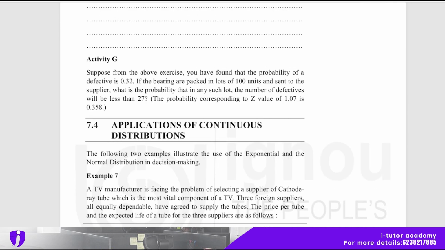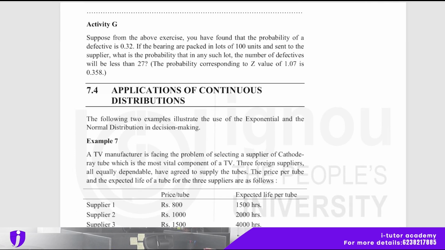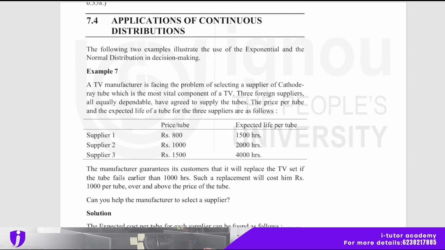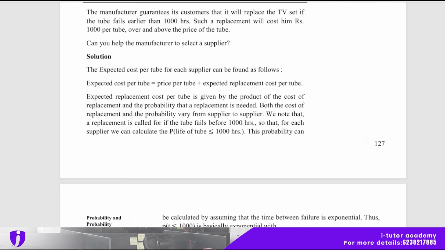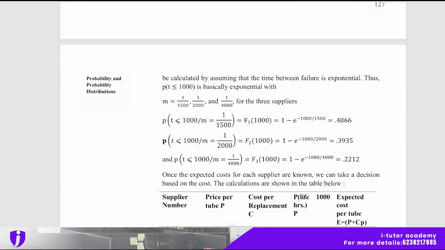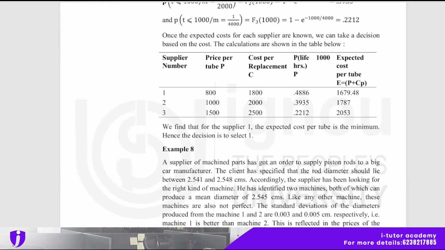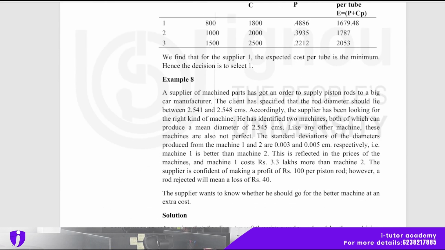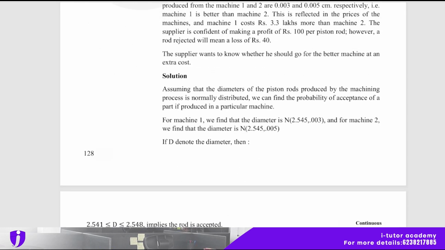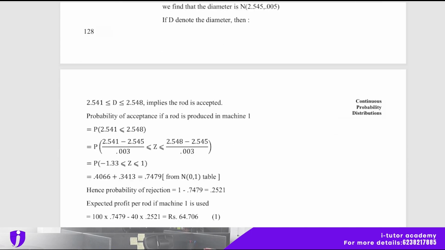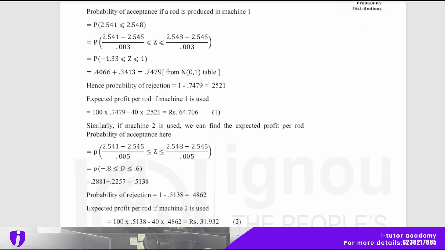And next is 7.4, application of continuous distributions. The following two examples illustrate the use of the exponential and the normal distribution in decision making. Example 7 is here, and the solution based on the example is here. You just go through your IGNOU study material. It will help you for more understanding and for the term-end examination. And example 8 is here, and based on the example, the solution is also in this MMPC005 study material. Try to do this with the solution.